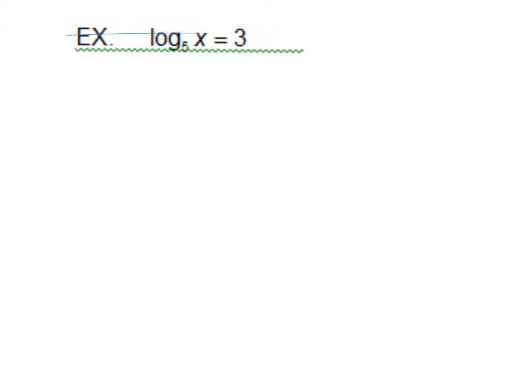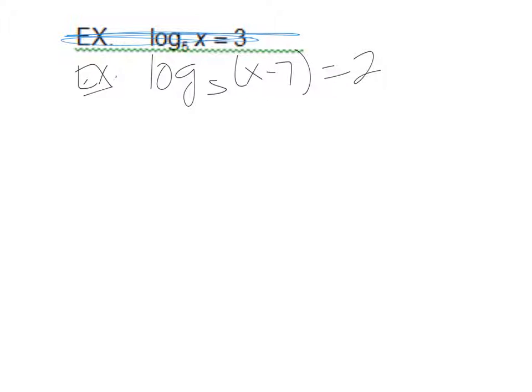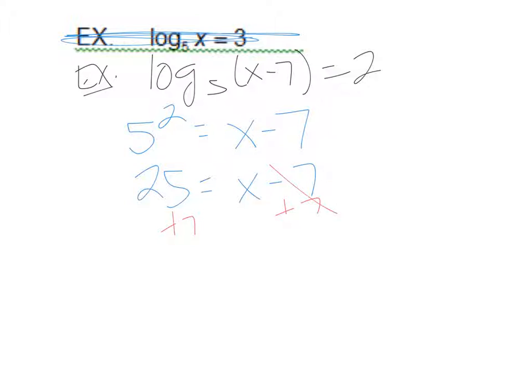I'm going to put a different one here. I want to do log base 5 of x minus 7 equals 2. Okay, we're going to rearrange that one as well. Little 5 grows up. The 2 and the x minus 7 change sides, like that. 5 squared is 25. And then add 7. And x is 32.